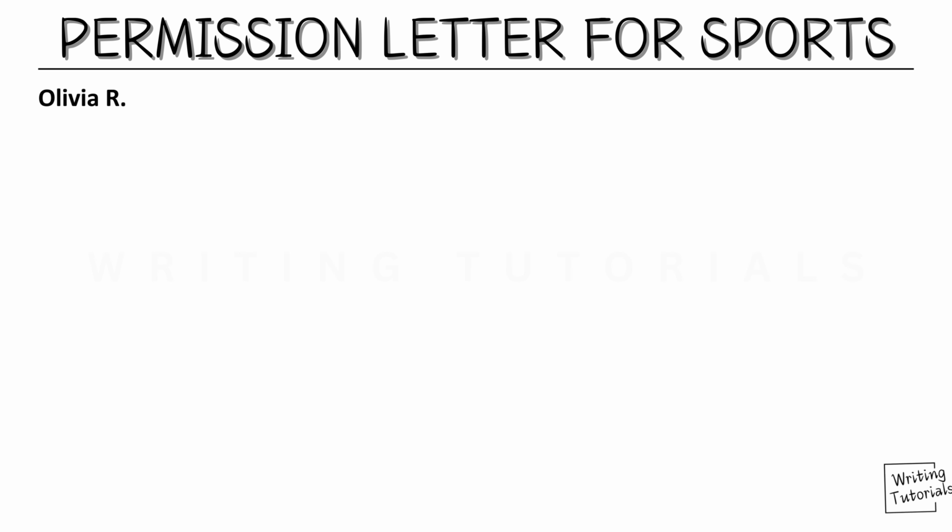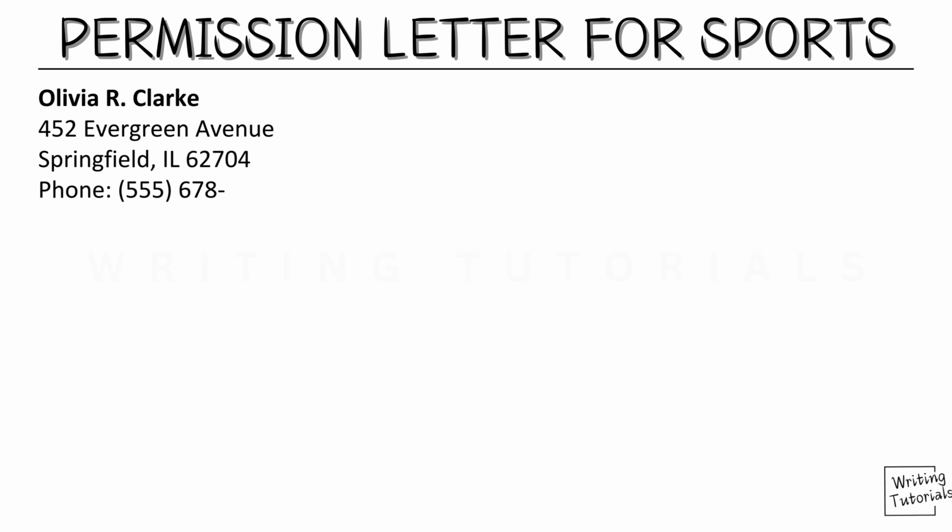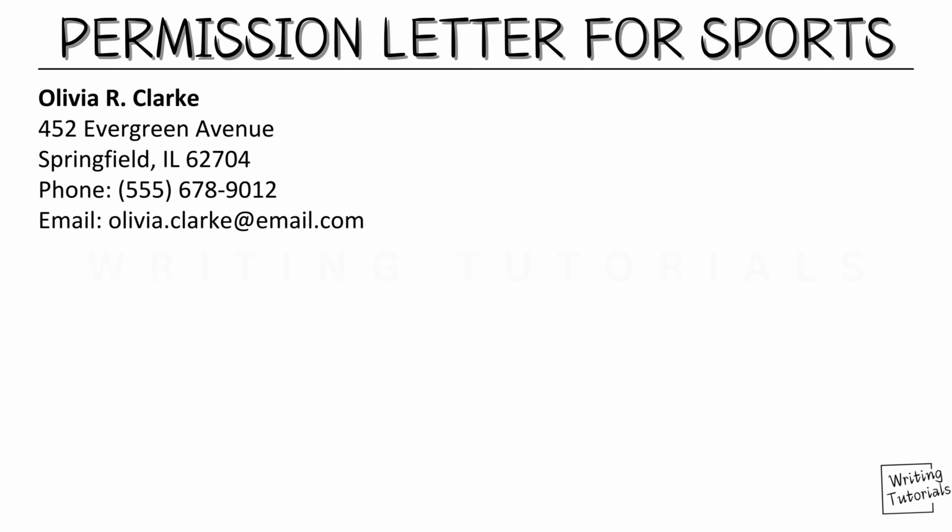Start with the header section. This includes the sender's name, address, phone number, and email, all aligned on the left-hand side of the page. In our example, the parent writing the letter is named Olivia R. Clark. Olivia includes her full address, her phone number, and email. This information ensures the recipient, in this case, a school official, can easily get in touch with the parent.